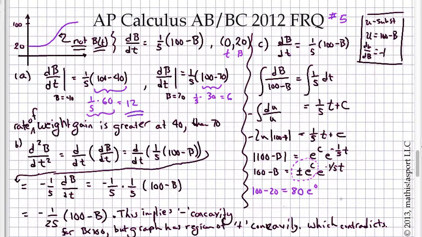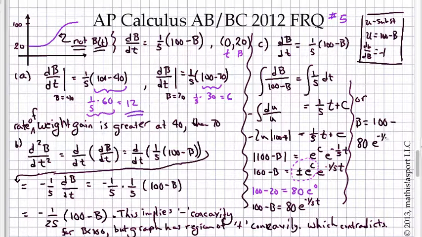And so finally, we can write that 100 minus B equals 80 e to the -1/5 t. Or we can say, rearranging, B equals 100 minus 80 e to the -1/5 t.